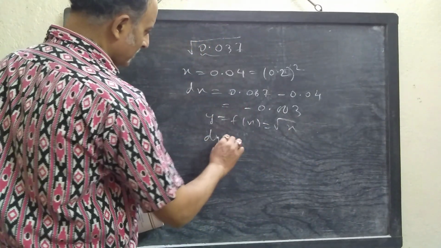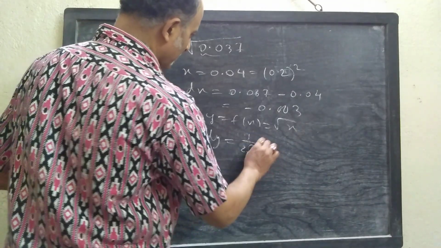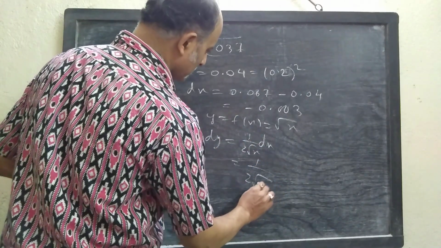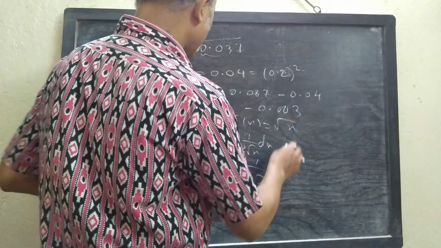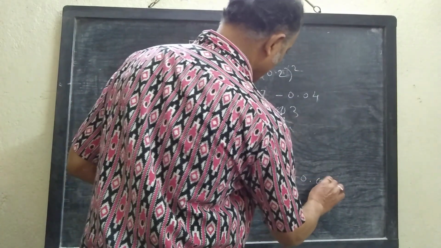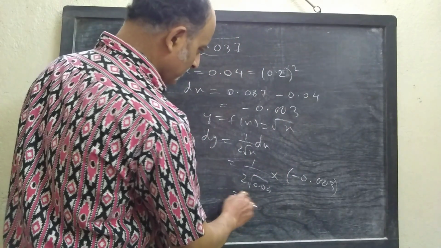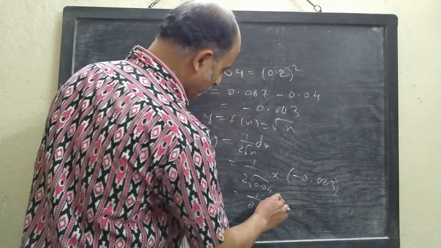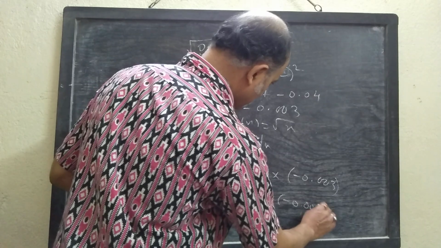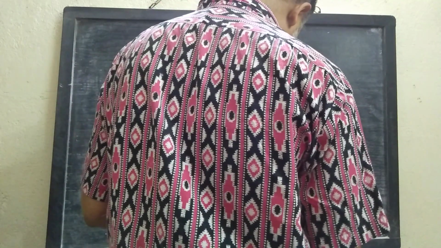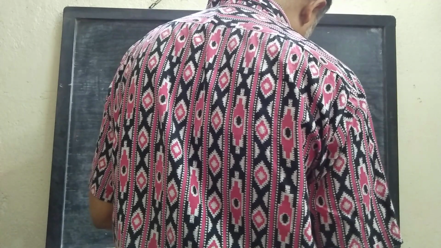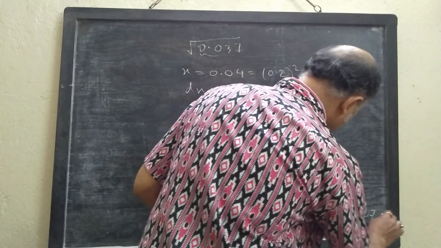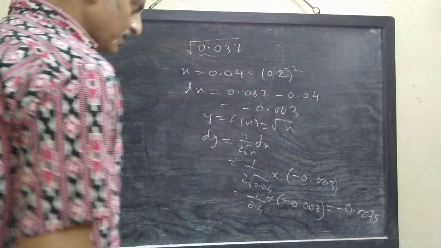So like previous cases, here dy will be 1 by 2 root x dx. Put x is 0.04 here. Root 0.04 into dx is minus 0.003. This is 0.2, that is 1 by 0.4 into minus 0.003. This will ultimately become minus 0.0075. This is your dy.